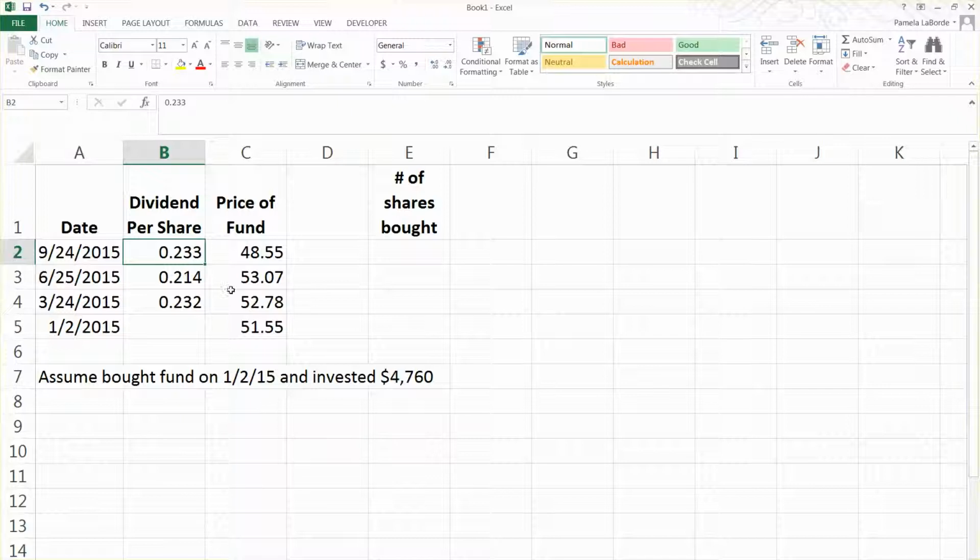I have just tallied that information right here. So I'm tracking the exact days that they paid a dividend, how much that dividend was per share, and the price of that fund on those specific days. I'm also tracking the price on the 2nd of January because I'm assuming that's when I purchased the shares. And I'm also assuming that I invested $4,760. That's kind of a weird number, but that's actually how much I put in this particular fund for my daughters.